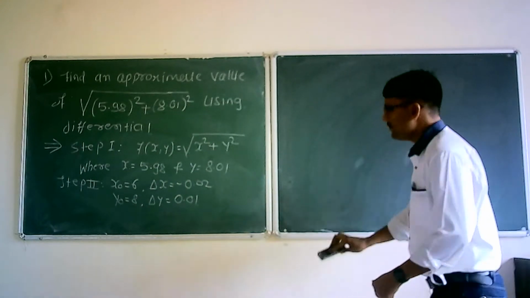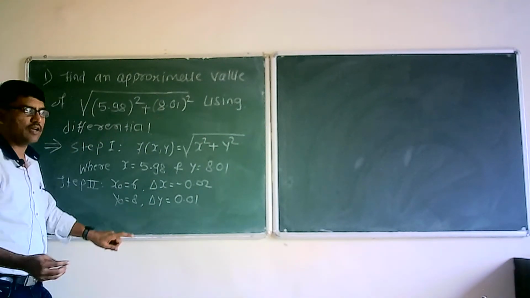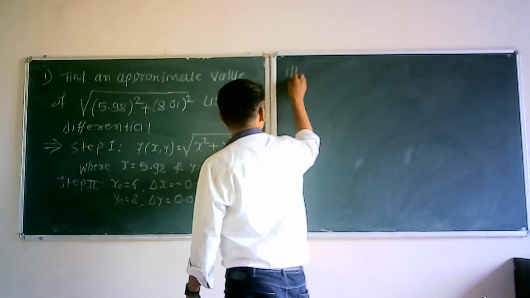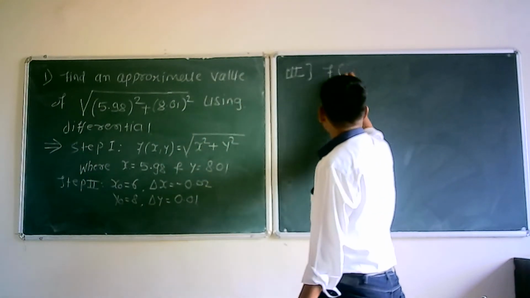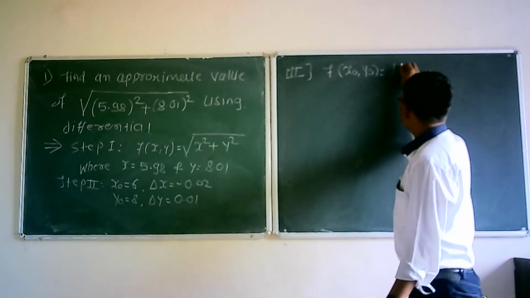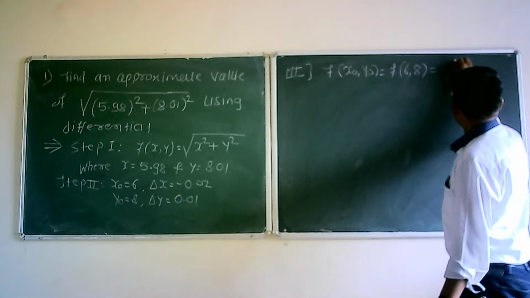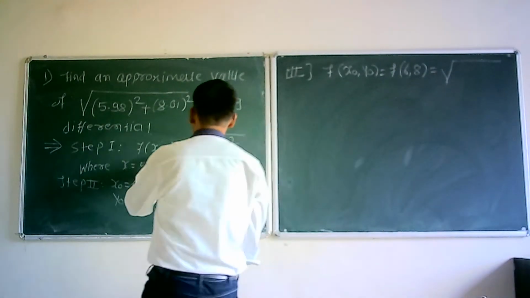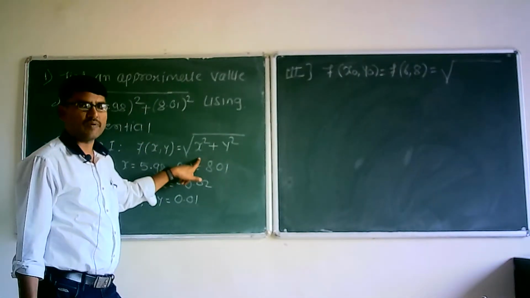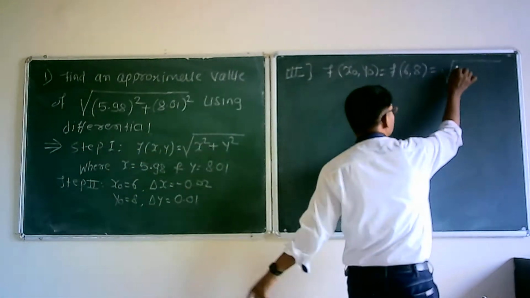What is the next step? Once you identify your x0, y0, delta x, delta y, the next step is to determine f of x0, y0. So what is f of 6, 8? It is equal to under root of, as the function f of x, y is under root of x squared plus y squared, so in place of x if you put 6, it is 36.